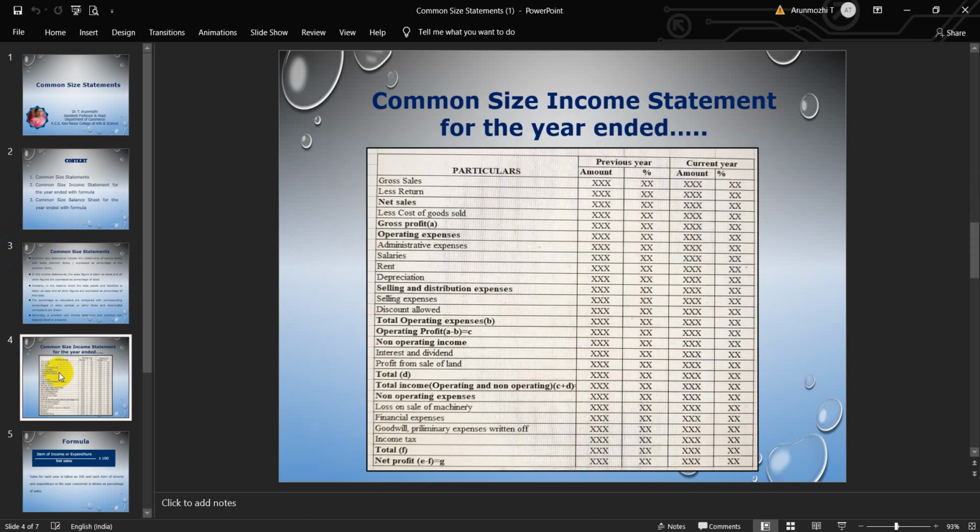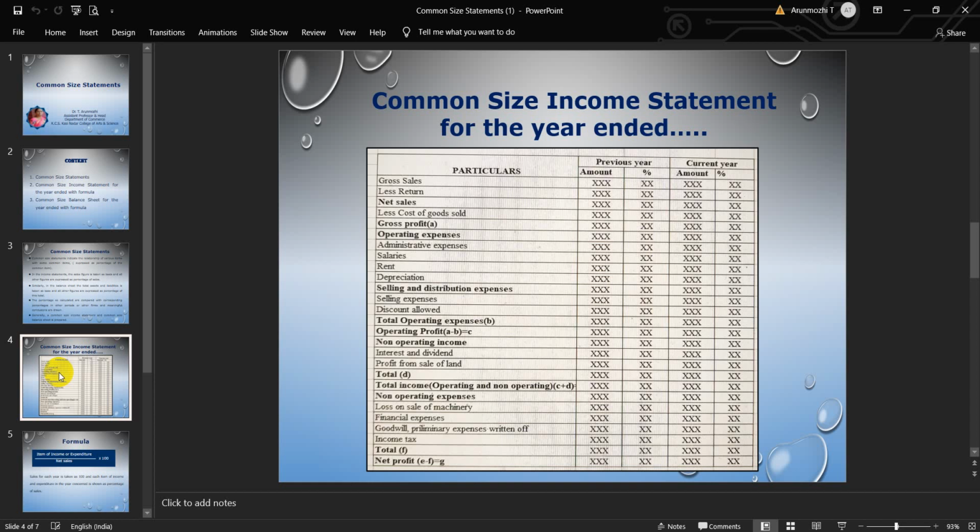Now we pass on to the common size income statement. The following procedures have to be adopted while preparing common size profit and loss account for the given traditional profit and loss account. An item in the profit and loss account should be taken as base. The base, let us say sales. The base, that is sales, is assumed to equal 100.